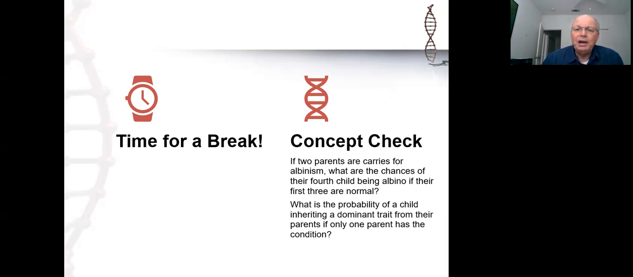So if two parents are carriers of albinism, what are the chances of their fourth child being albino if their first three are normal? What is the probability of a child inheriting a dominant trait from their parents if only one parent has the condition? See you on the other side of the break with the answers.